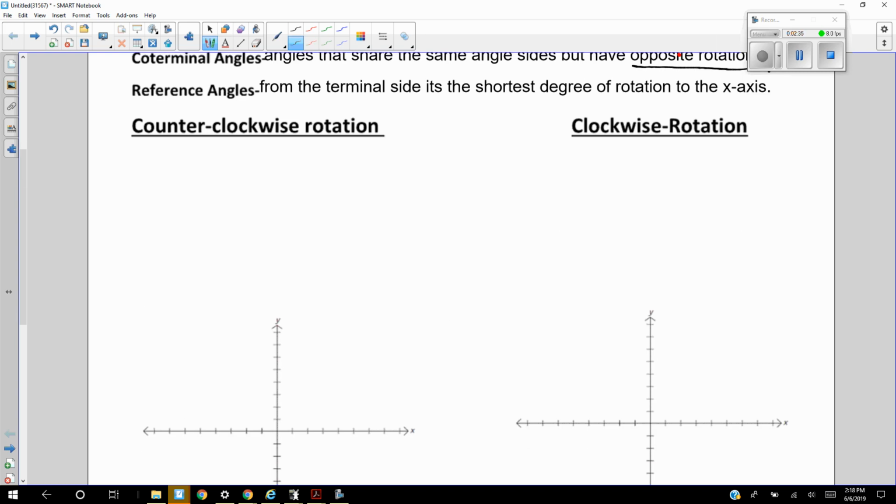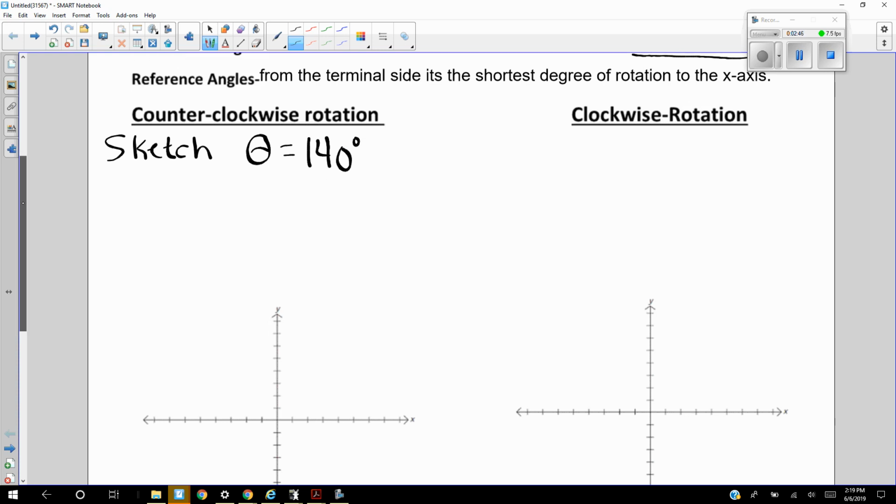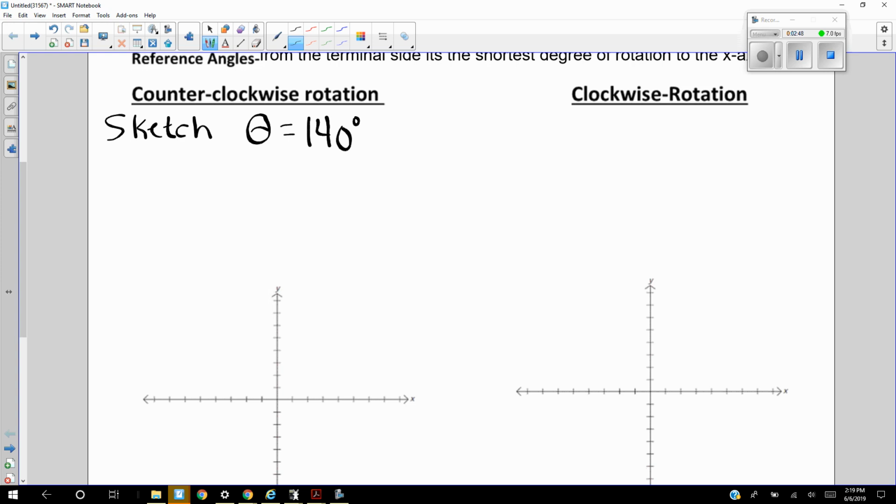Let's start by sketching the angle, let's say 140 degrees in the coordinate plane. So when we sketch an angle in the coordinate plane, the initial side is always going to be the positive x-axis. That's how we're always going to start. And then we want to go 140 degrees, and since it's a positive angle measure, we're going to go counterclockwise.